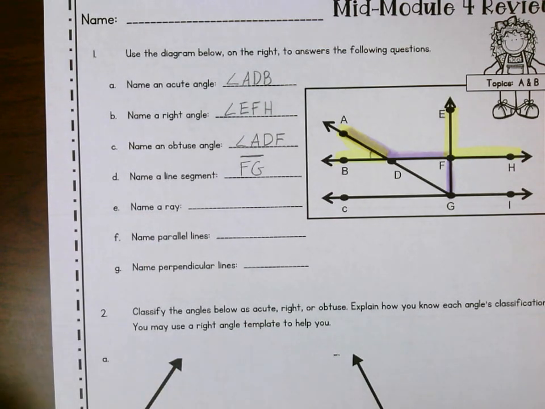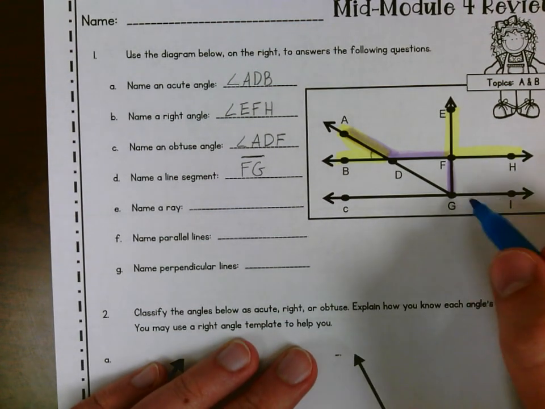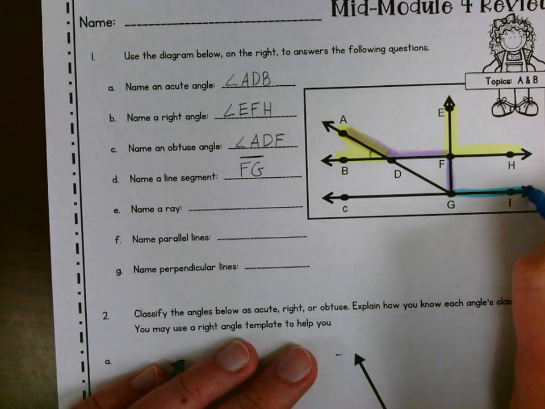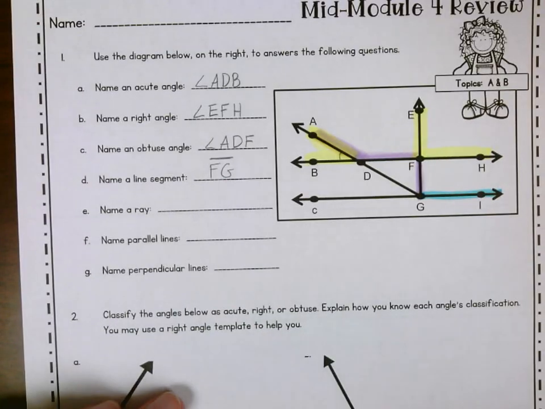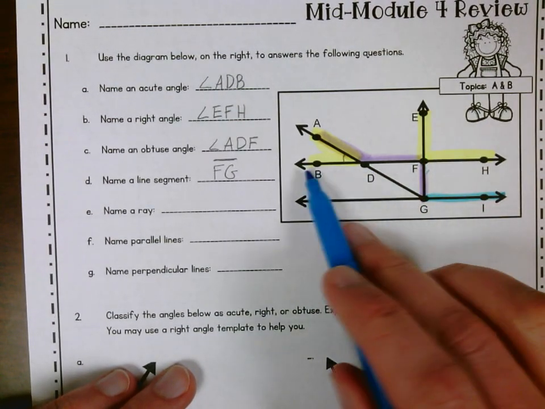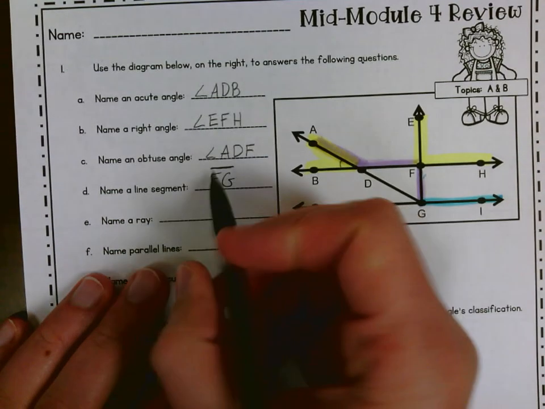Well, I know the difference between a line segment and a ray is a line segment has two endpoints. A ray has one endpoint, and then it goes on forever in the other direction. And again, we have multiple examples of that here. Anywhere where there's a point that ends in an arrow, like that, GI is a ray. Well, so is FH, so is FE, DB, DA. There's tons. But for now, I'll say GI.